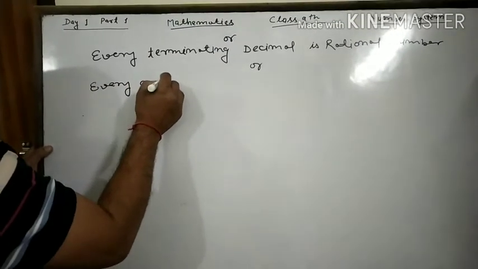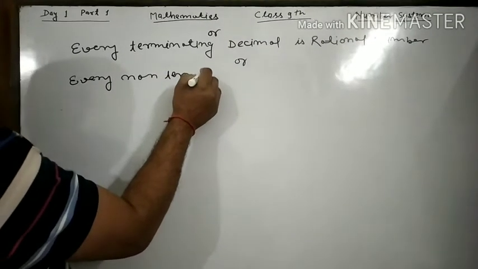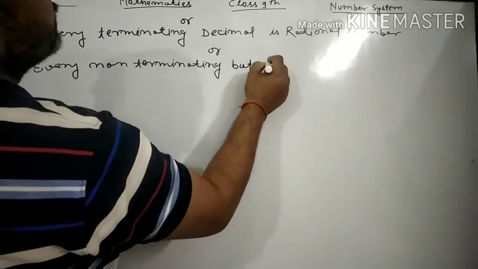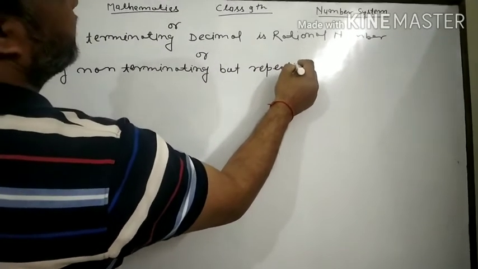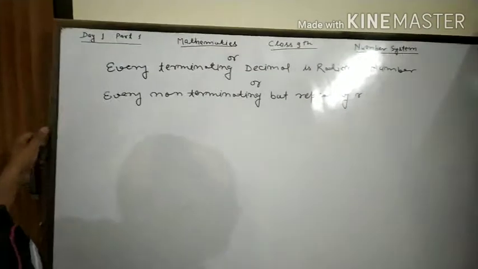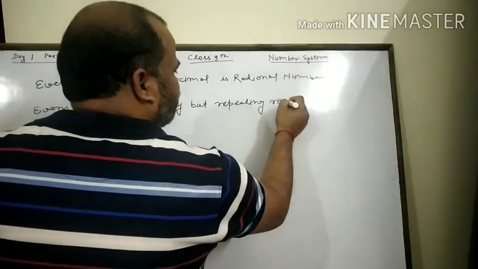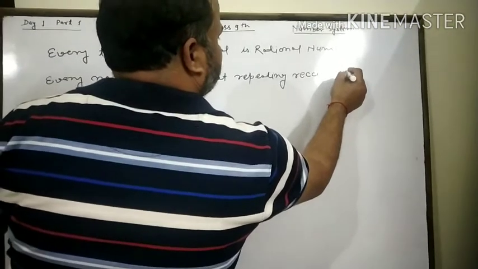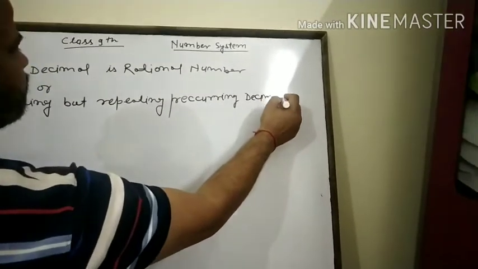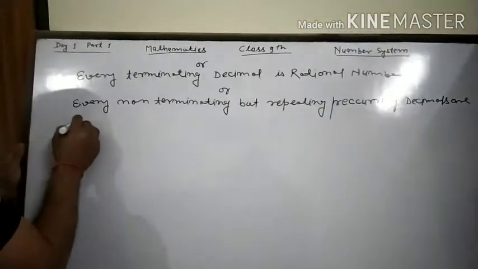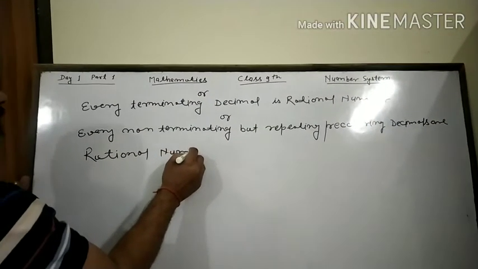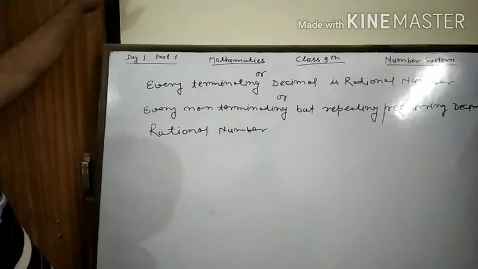Every non-terminating but repeating, means recurring, means then after some time it will repeat again and again. Repeating or recurring decimals are rational numbers. Now here we discuss some examples of the rational number.